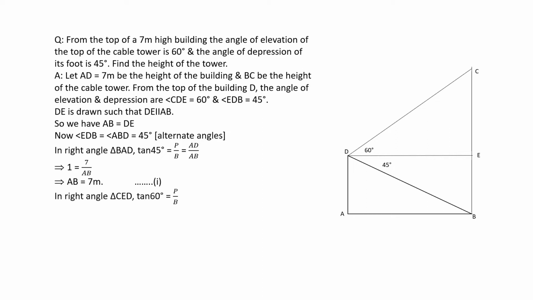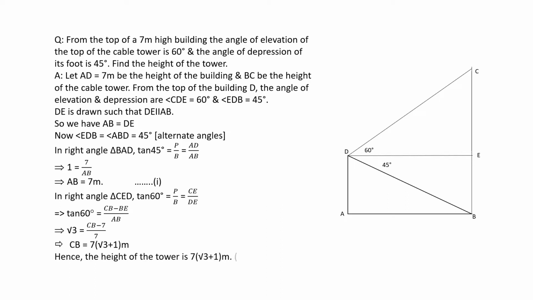Now in right angle triangle CED, tan 60 equals P by B, or it equals CE by DE. Now putting the values, tan 60 equals CB minus BE by AB, or root 3 equals CB minus 7 whole divided by 7. You can write CB equals 7 into root 3 plus 1 meter. Hence, the height of the tower is 7 into root 3 plus 1 meter, which is the answer.